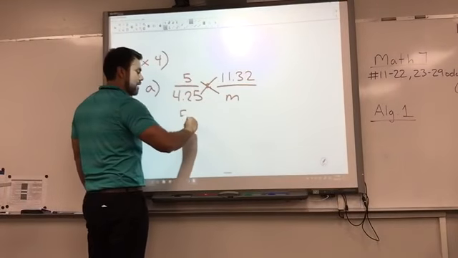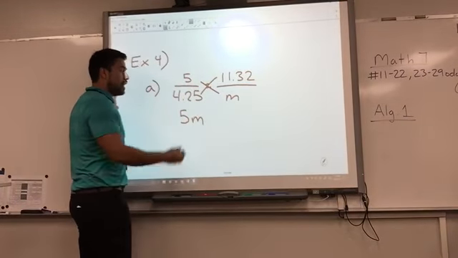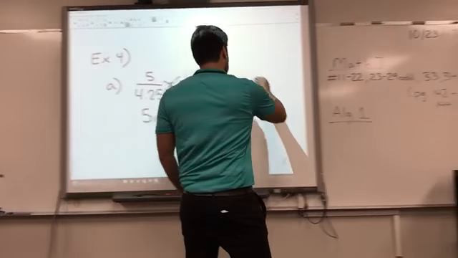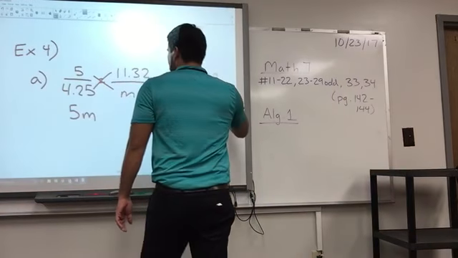You're going to do 5 times M, which is also known as 5M, and then whatever 4.25 and 11.32 multiplied together give me. So go ahead and work that out. We will confirm each other.